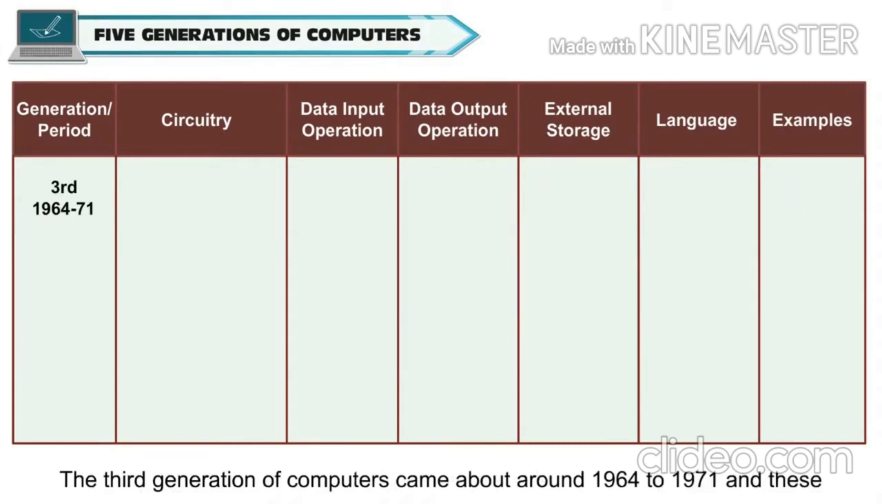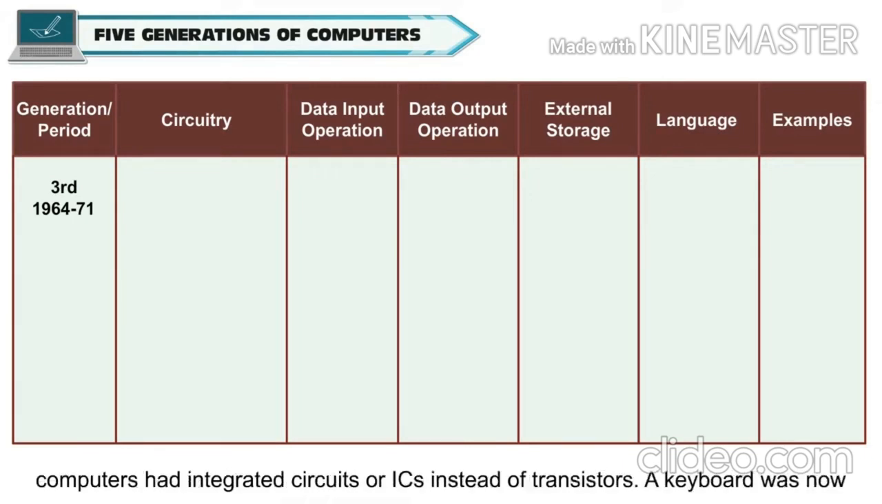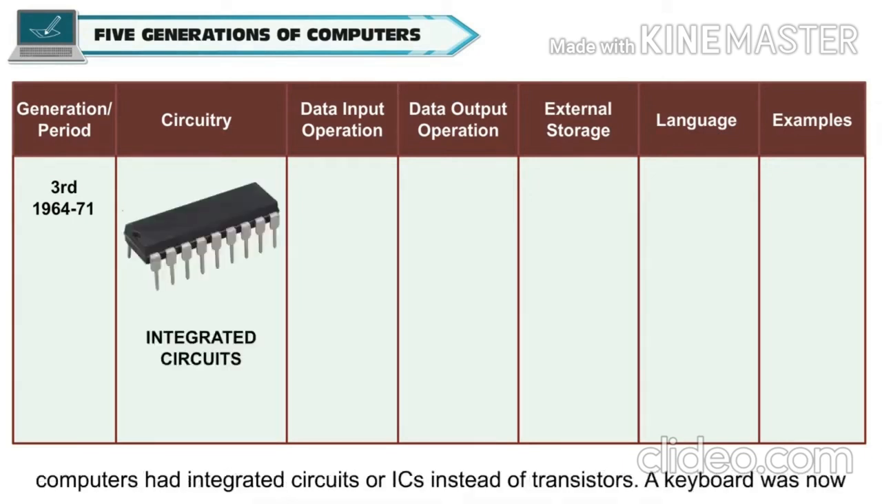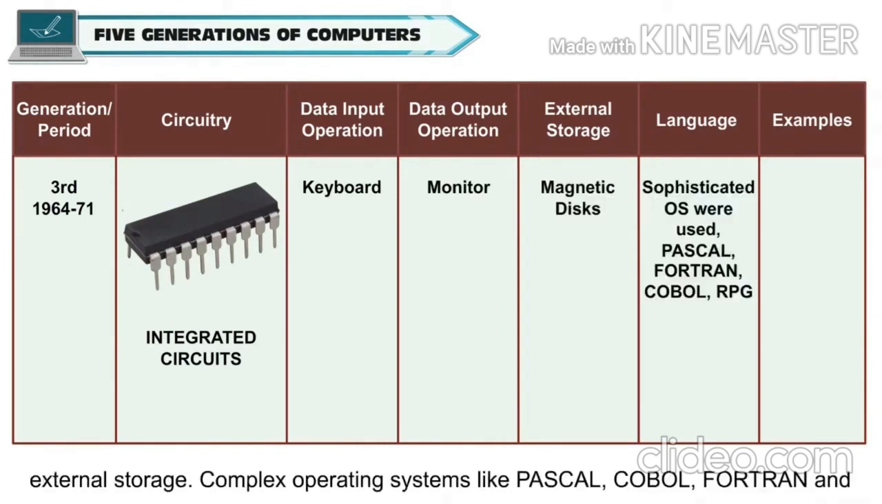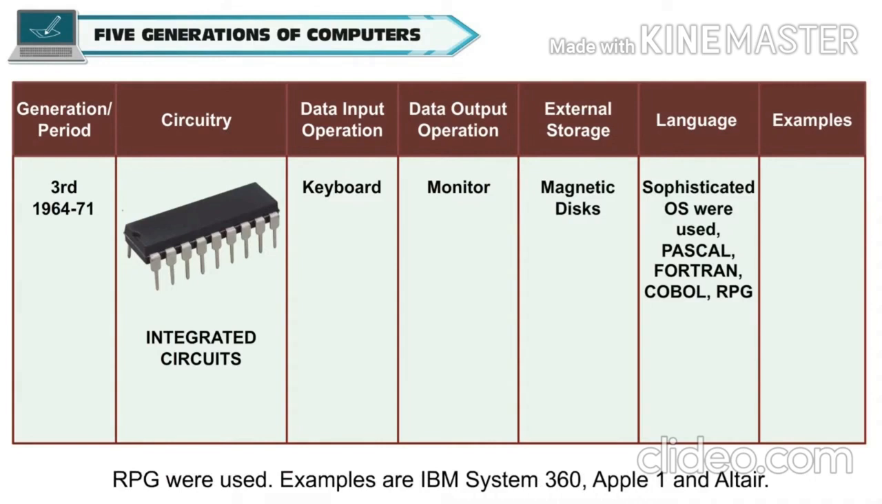The third generation of computers came about around 1964 to 1971, and these computers had integrated circuits or ICs instead of transistors. A keyboard was now used to input data and the output was received on a monitor. Magnetic disk provided external storage. Complex operating systems and languages like Pascal, COBOL, Fortran and RPG were used. Examples are IBM System 360, Apple I and Altair.